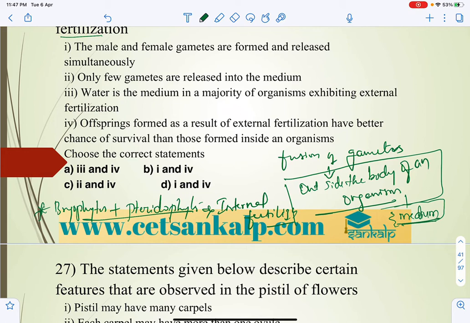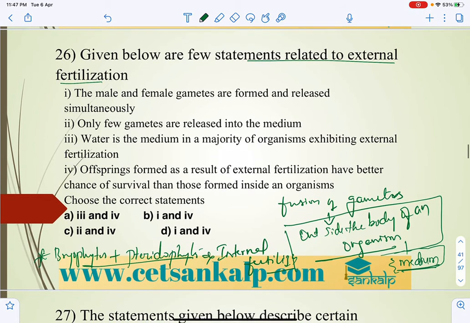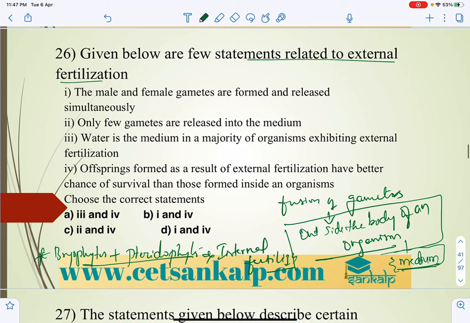So for the 26th question, we can select: the male and female gametes are formed and released simultaneously. Let us choose the correct statement they are asking. There should be synchrony. If they are released at different times, they will be affected and will move along with the water; the chance factor is very high. So synchrony should be there. Yes, we can consider that. The same time it should be.